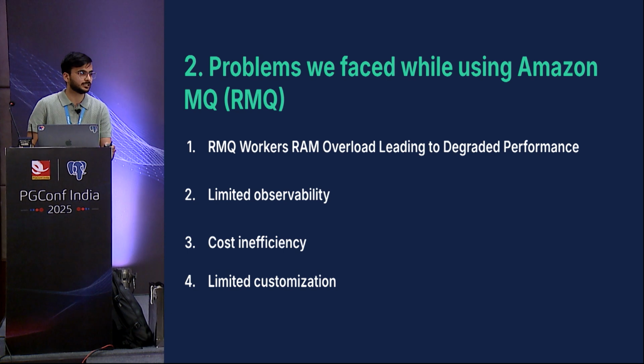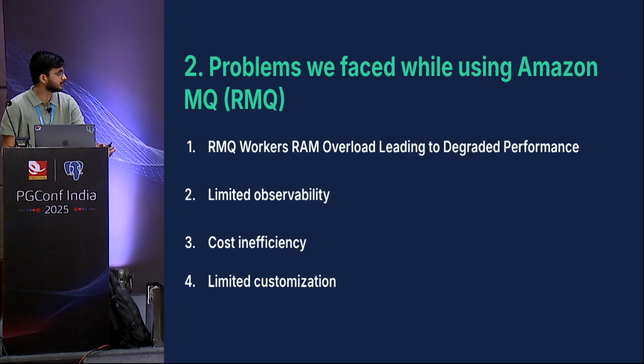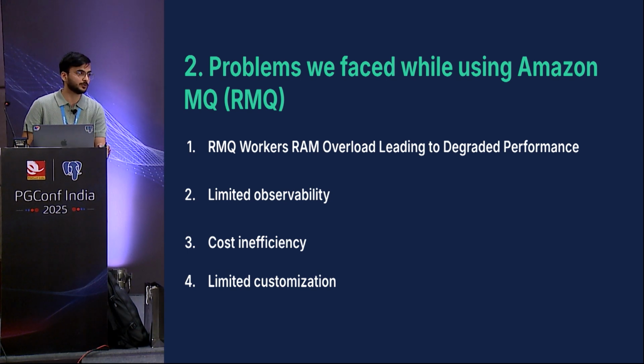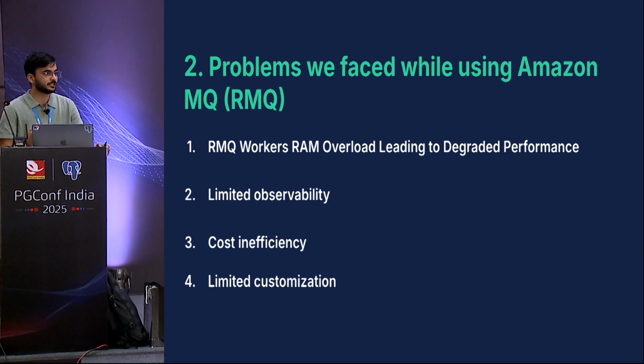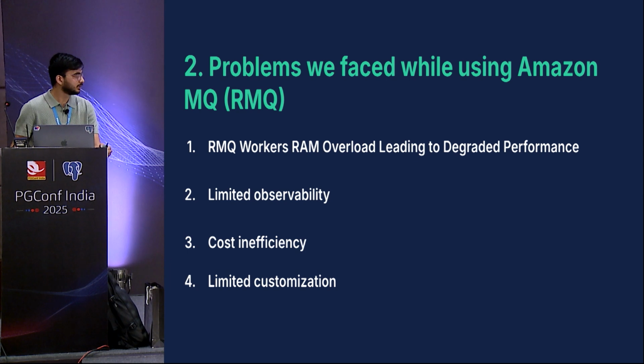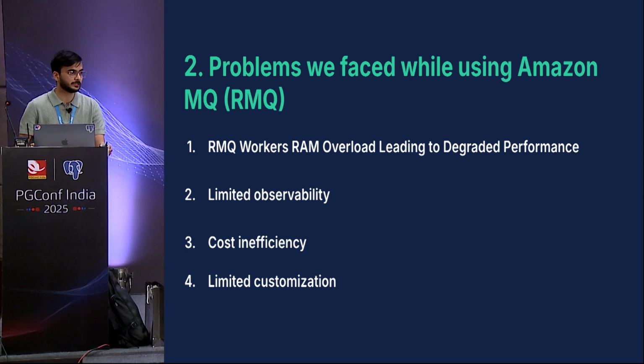There were also many other issues, like limited observability and cost inefficiency. Observability or monitoring in RMQ gives only very few metrics, like the ingestion rate, the consumption rate, and basic general information related to tasks, like their size. But we needed a lot more than that. In PGQ, we have all the tables in SQL, so we can query any data that we want. So we have much better observability there.